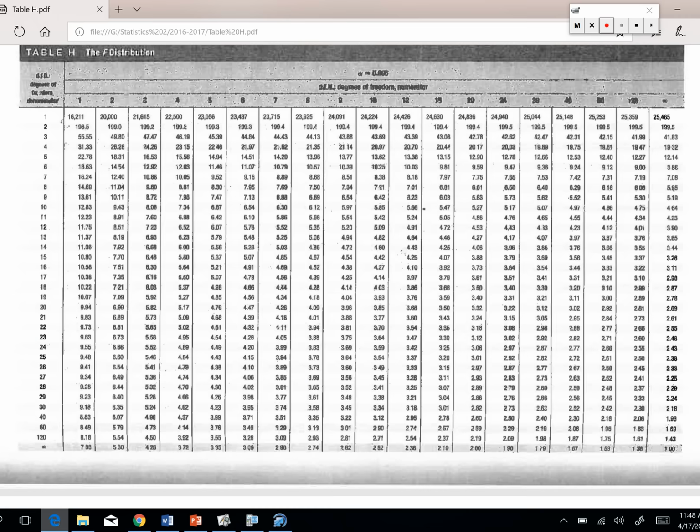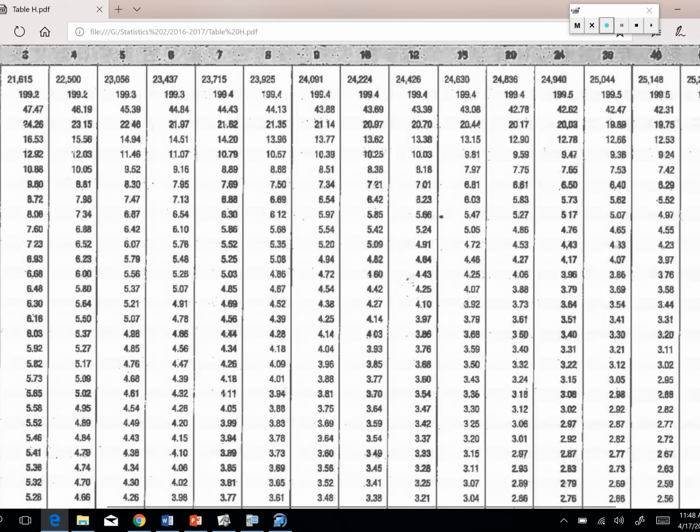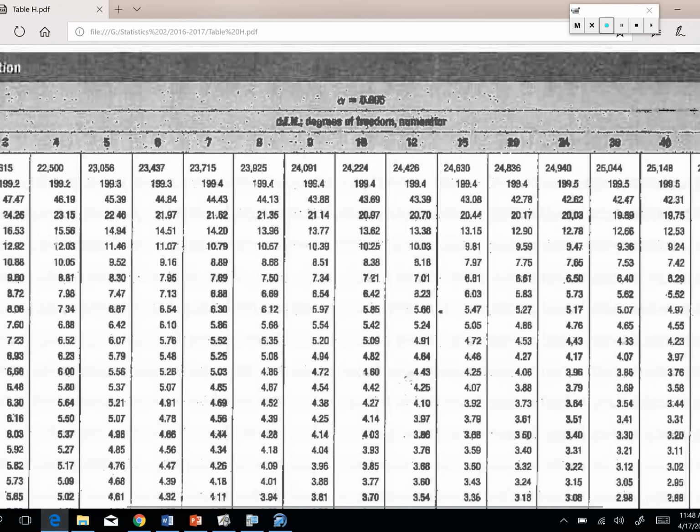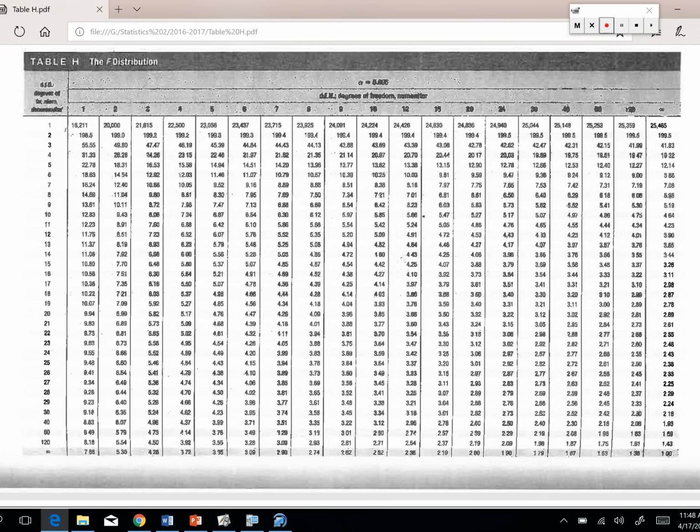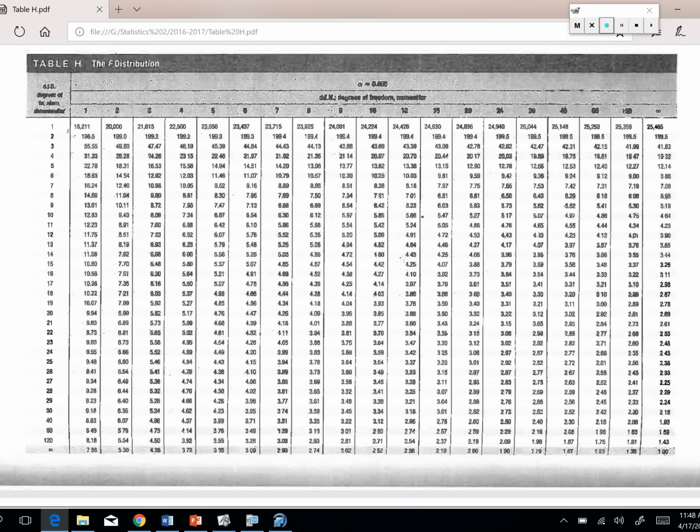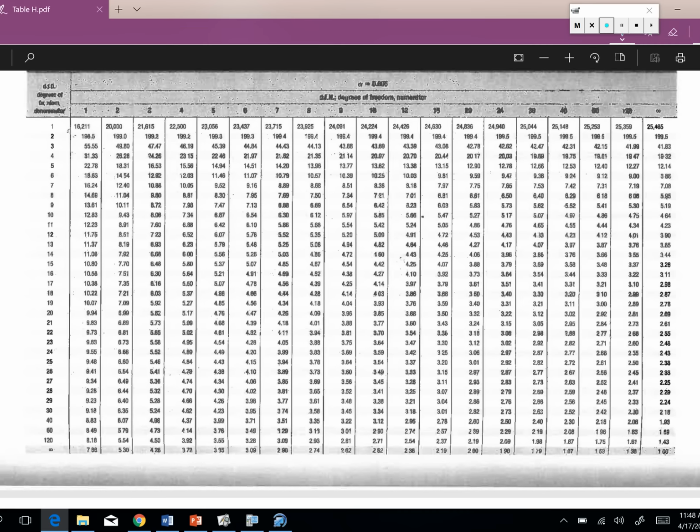And I need the page 0.005. So that should be the very first page. Mine's kind of blurry up here. 0.005 should be that very first page. Now we need degrees of freedom. The numerator is up in that top row. Our degrees of freedom for the numerator we said was 10. And then degrees of freedom denominator we had as 12.